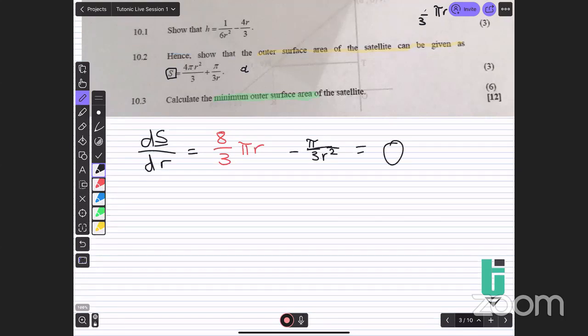We can divide out by the pi, right? Take the pi away. And then what can we do? We can take the thing over, so it becomes 8/3 equals 1/3 r squared. So what can we do? We can take the 3 away, because we can multiply by 3.